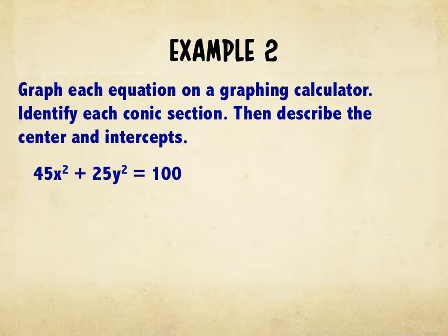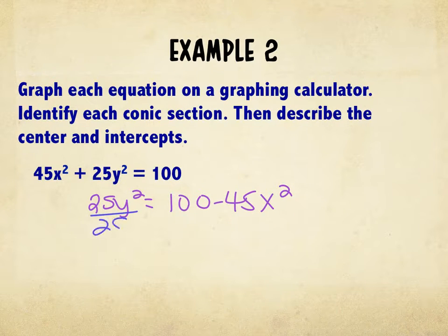All right, so it says, graph each equation on the graphing calculator, identify each conic section, and describe the center and intercepts. So again, what's the first step we have to do? Isolate the y. This one's a little bit easier to start, right? How do I start to isolate that y? Good. So 25y squared would equal 100 minus 45x squared. Then what? Divide by 25. You could square root or divide, doesn't matter.